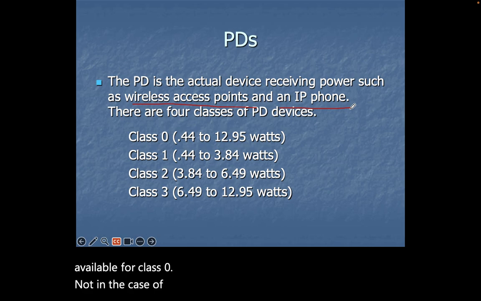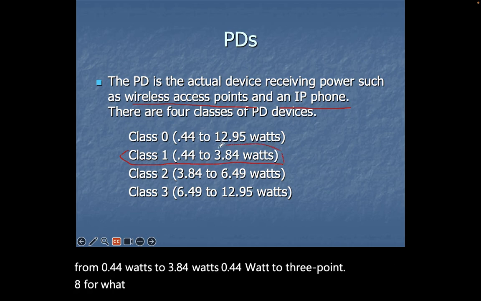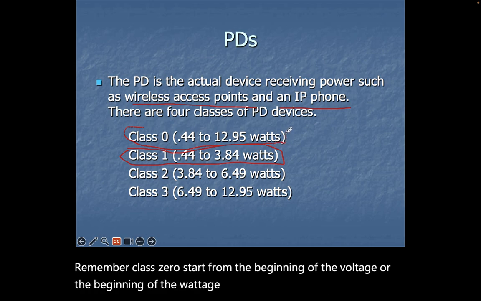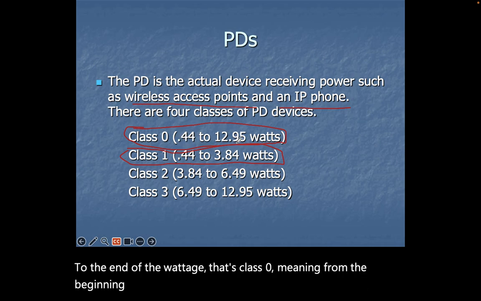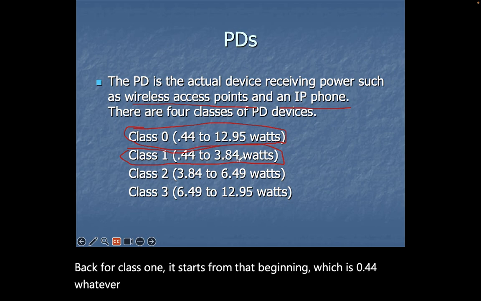Now, in the case of class 1, the power that is available ranges from 0.44 watts to 3.84 watts. This is for class 1. Remember, class 0 starts from the beginning of the wattage to the end of the wattage, meaning from the beginning to the end. But class 1 starts from that beginning, which is 0.44 watts, to 3.84 watts.